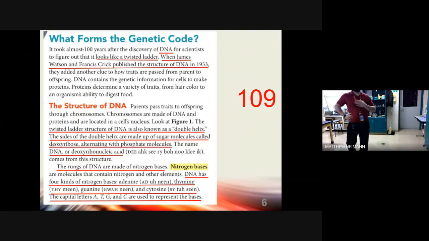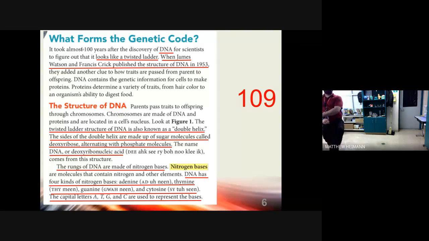DNA contains genetic information for cells to make proteins. Proteins determine a variety of traits, from hair color to an organism's ability to digest food. That's cool. The structure of DNA. Parents pass traits on to offspring through chromosomes. Chromosomes are made of DNA and proteins, and are located in the cell's nucleus. Look at figure 1. I'll show that in a second here.